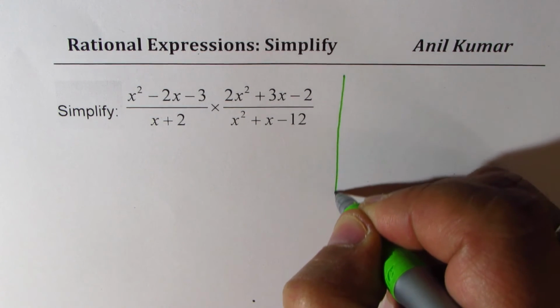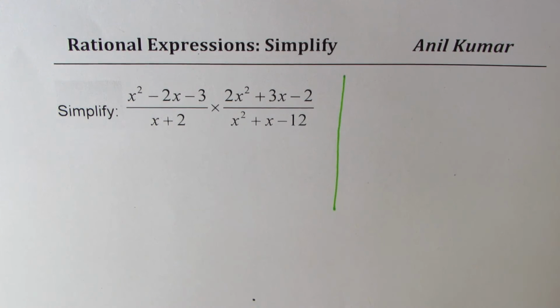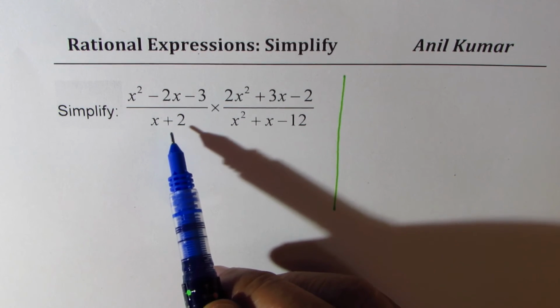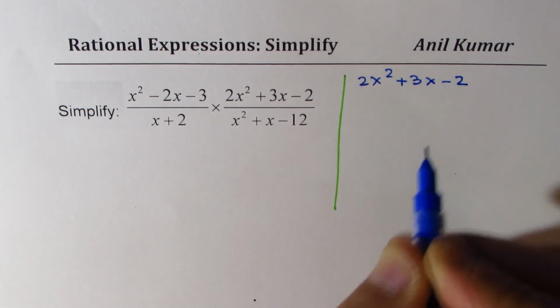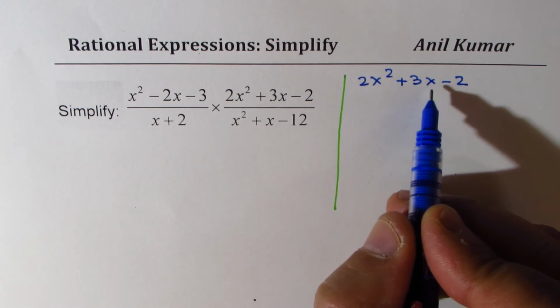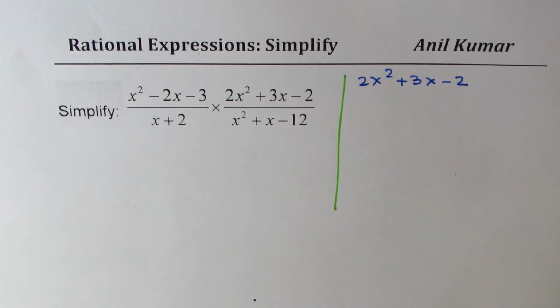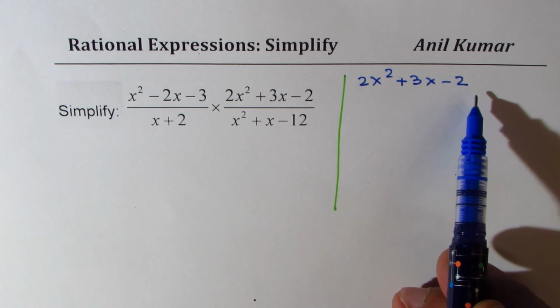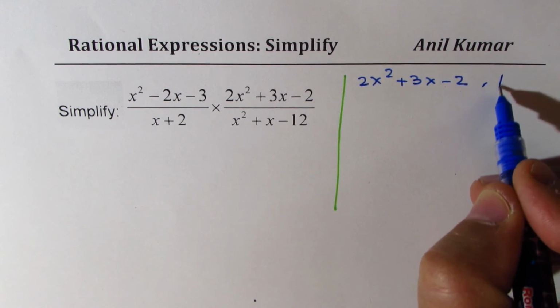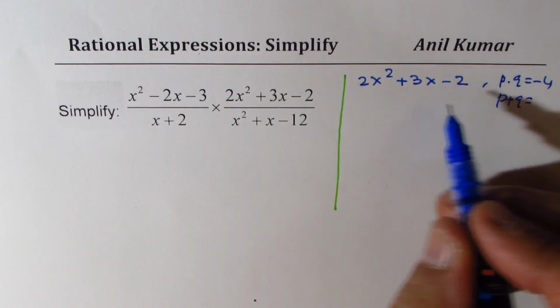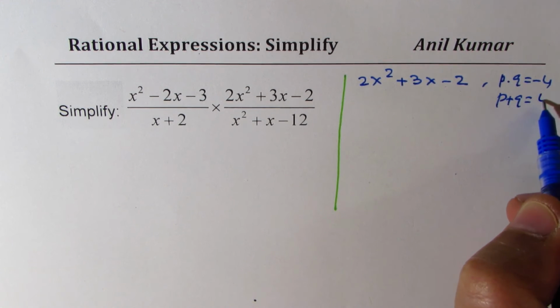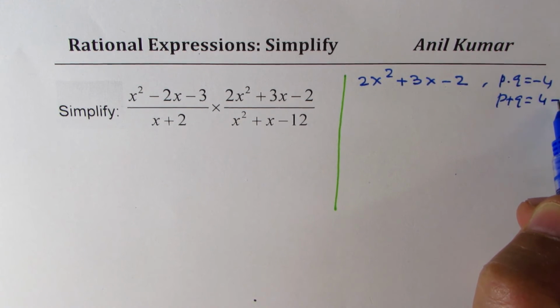Sometimes the terms are not that simple to factor, for example 2x squared plus 3x minus 2. So we'll take our time to factor this particular term and then proceed forward. We have 2x squared plus 3x minus 2. So I could write 3 as what? 2 times 1, right? And we are looking for a product of minus 4 and a sum p plus q of 3. To get positive 3, 4 is the first number and the second number should be minus 1, correct? So 4 and minus 1.